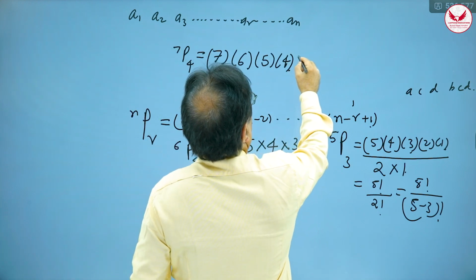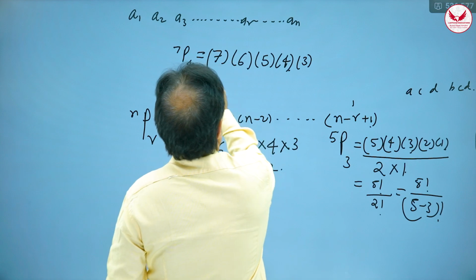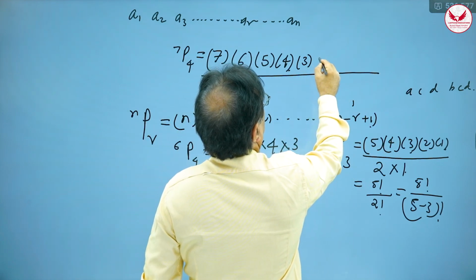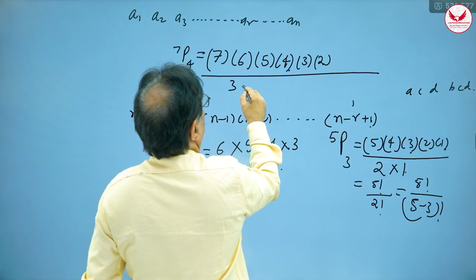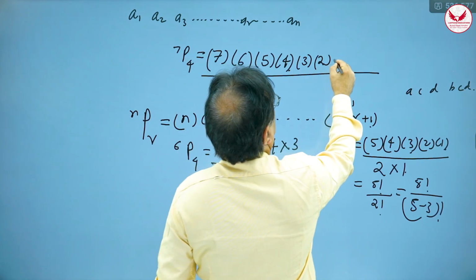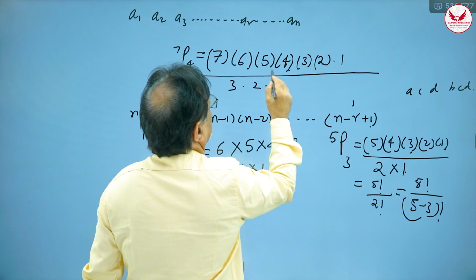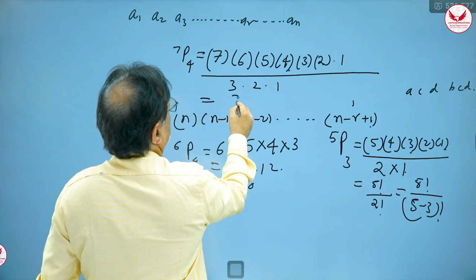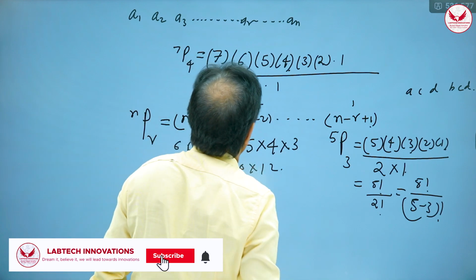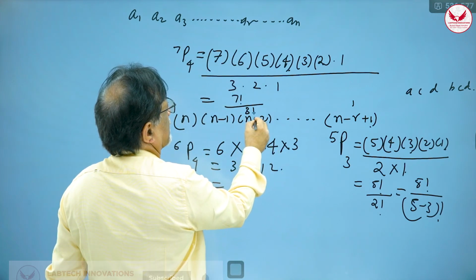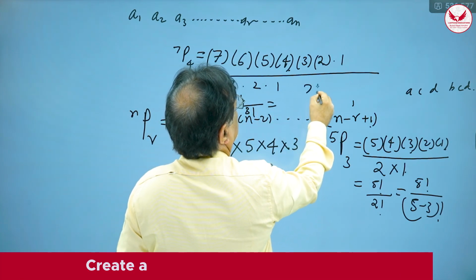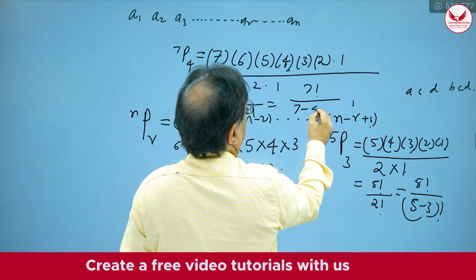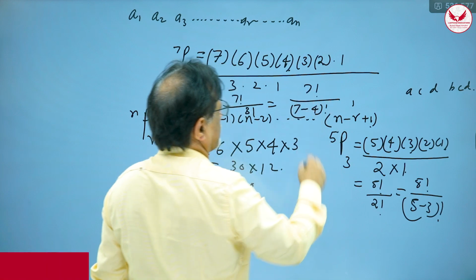But I will continue. I'll continue 3, right? It's multiplied by 3, so I'll divide also by 3. Then I'll multiply by what? 2. Then here also I'll multiply by 2. Then here I'll multiply by 1. So here also I'll multiply by 1. So now the numerator can be expressed as 7 factorial. The denominator can be expressed as 3 factorial. And that can be written as 7 factorial divided by (7 minus 4) factorial.